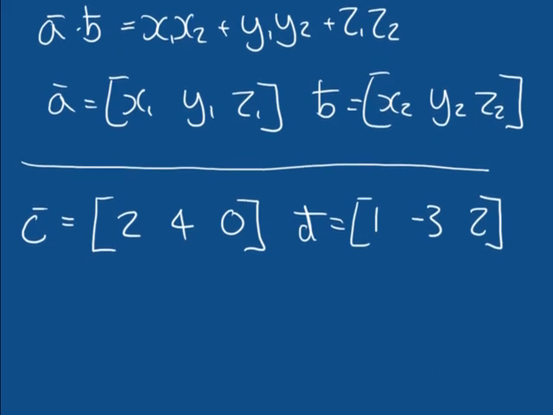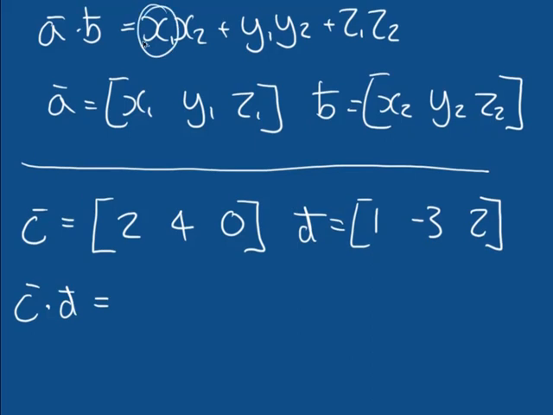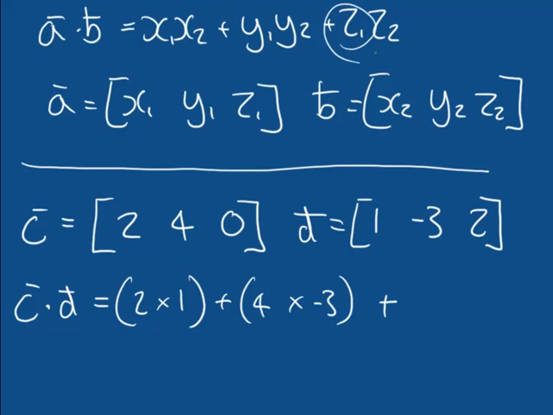So we know, using that definition, that c dot d is going to be equal to the x-coordinate of c multiplied by the x-coordinate of d. So it's going to be 2 multiplied by 1. We're going to add that to the y component of c multiplied by the y component of d, so we're going to get 4 multiplied by minus 3. And then we're going to add to that the z component of c multiplied by the z component of d, so we're going to get 0 multiplied by 2.